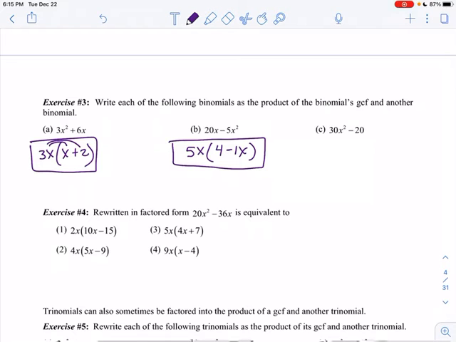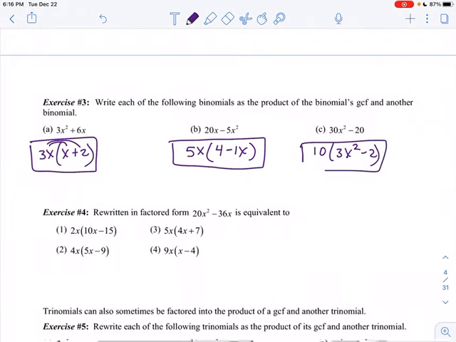And then 30x squared minus 20. The biggest number they have in common is 10. And there is no letter in common. So when I factor out a 10, I'm left with 3x squared. And negative 20 divided by 10 is negative 2.